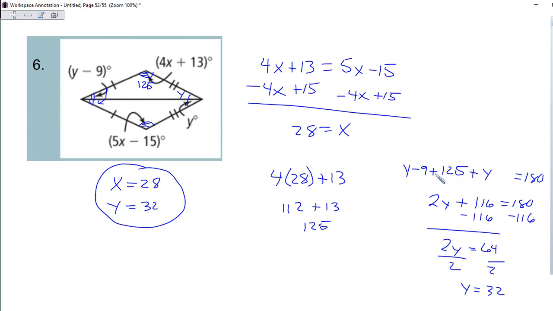Y minus 9, 125, and y equals 180. Combine our like terms, and that gives us that y is equal to 32. So x is equal to 28 and y is equal to 32.